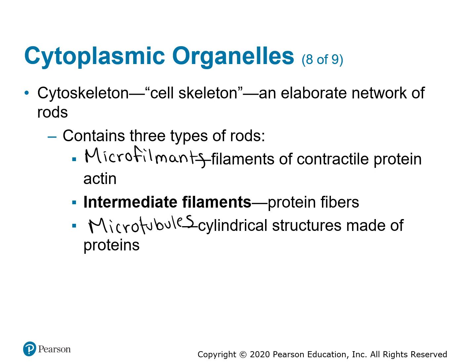All right. Microfilaments contain actin and a little bit of myosin here and there. Intermediate filaments are just straight protein fibers. And the microtubules are cylindrical structures made up of protein.